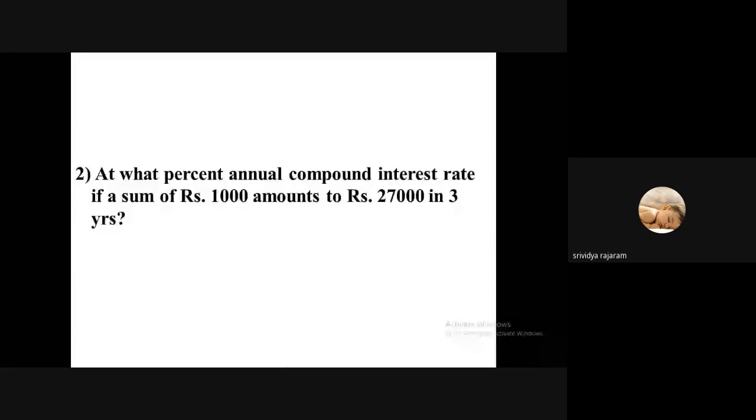So the next question is, at what percent annual compound interest rate does a sum of rupees 1,000 amount to rupees 27,000 in 3 years? So this is the question. Try to solve it. Let us see what the answer is.